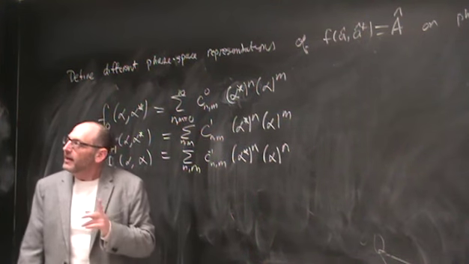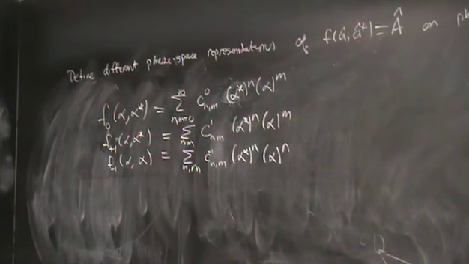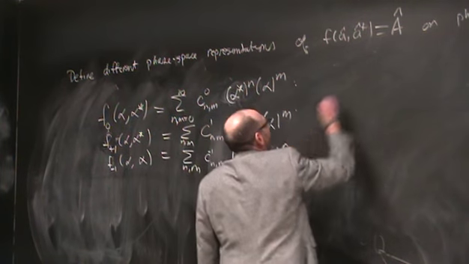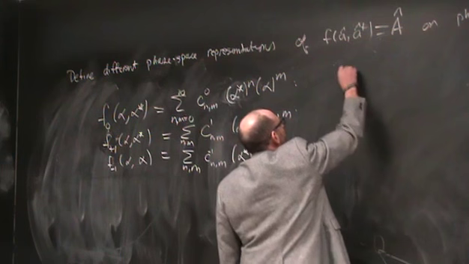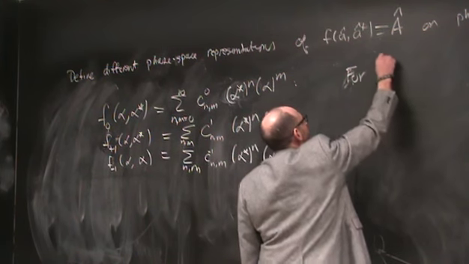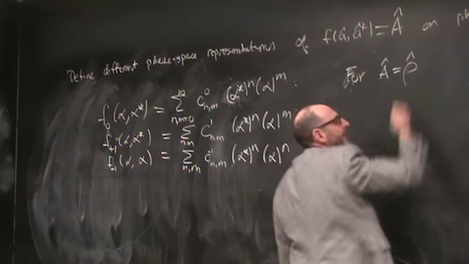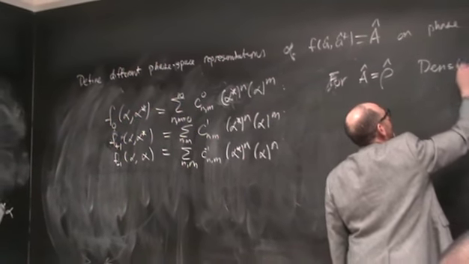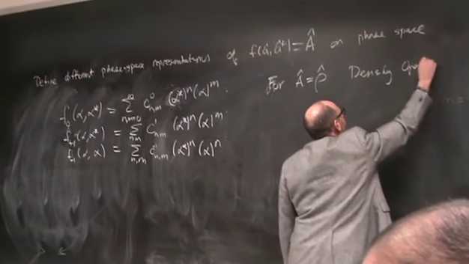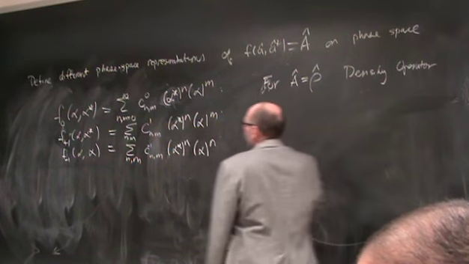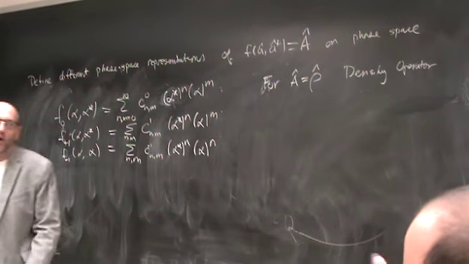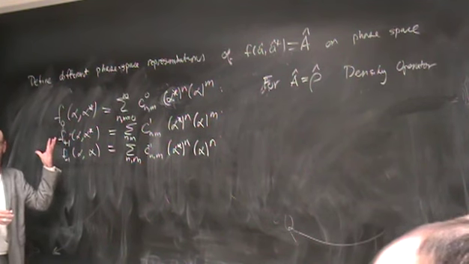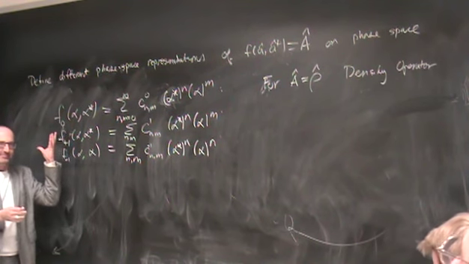Now, in the particular case where A is the state of the system quantum mechanically, the density matrix, or the density operator, then these functions are the representations of the state in phase space. That's what we want. Okay?